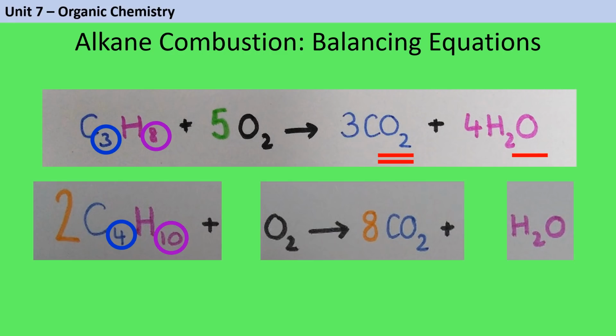Then likewise, I look at these 10 hydrogen atoms, but because I have 2 molecules, that makes 20 in total. And then I half it, so I'm back to 10, so that's 10 water molecules. And then again, I count up the 16 oxygen atoms in the carbon dioxide and the 10 oxygen atoms in the water, which makes 26 in total, and if I divide 26 by 2, I get 13 oxygen molecules.